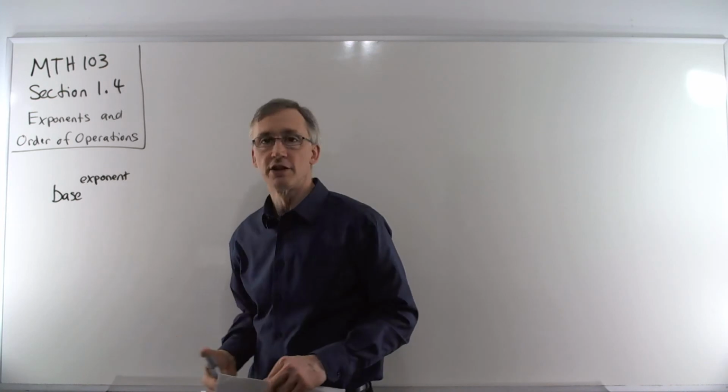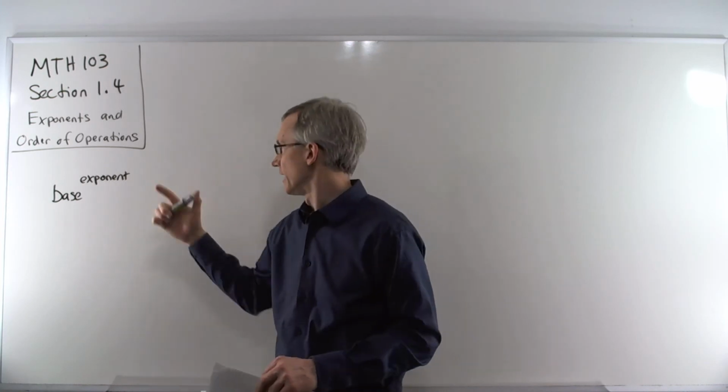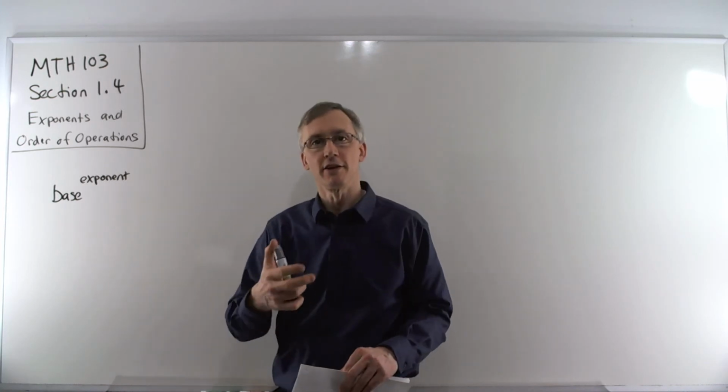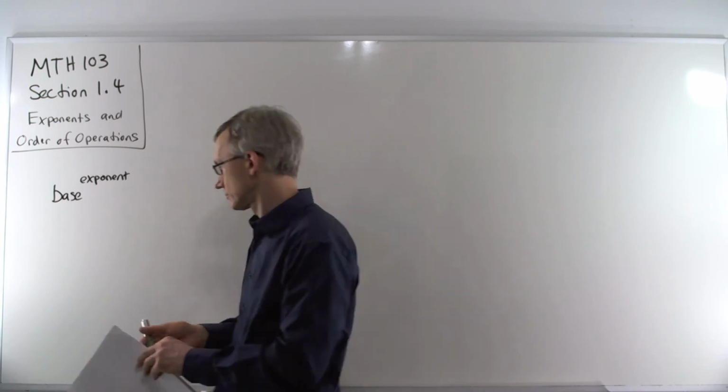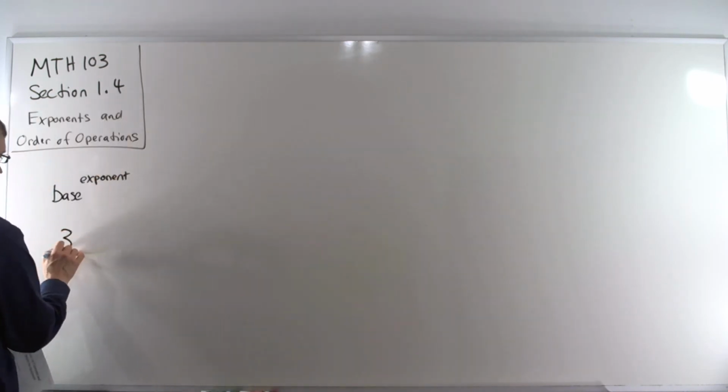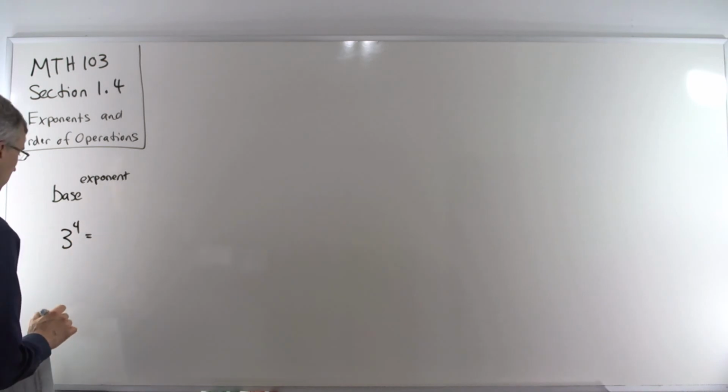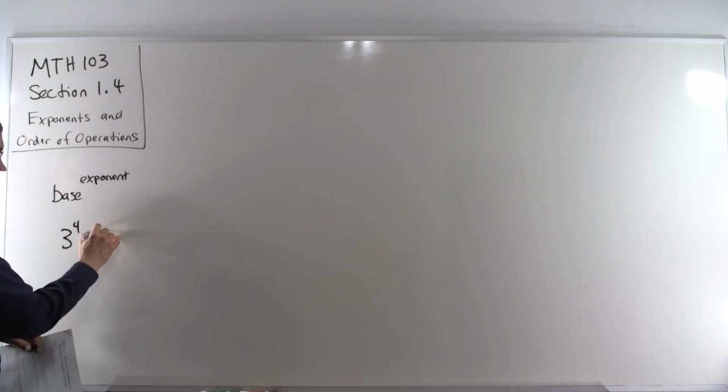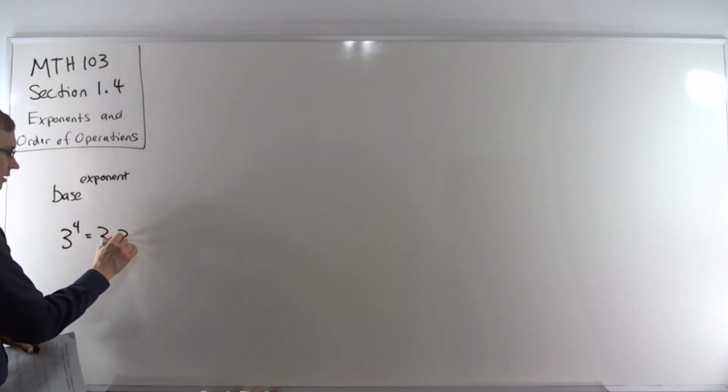The base is the number that we multiply over and over again, and the exponent represents how many times that number appears in the multiplication. For example, 3 to the 4th power. 3 is the number we're multiplying over and over again, and it appears 4 times.